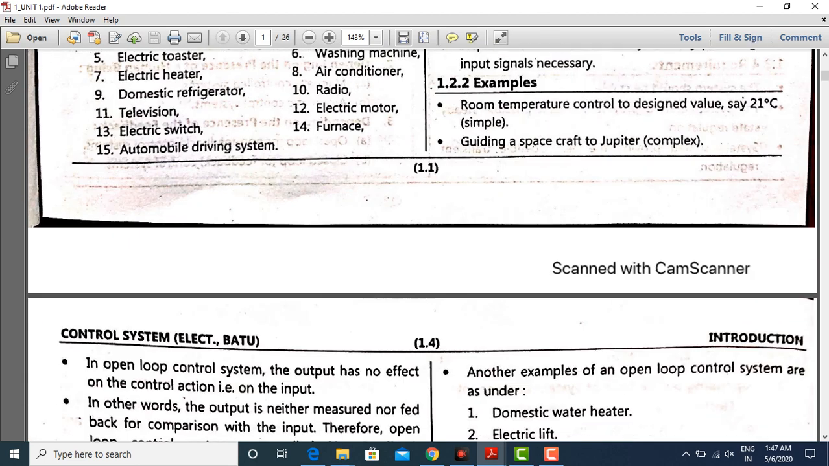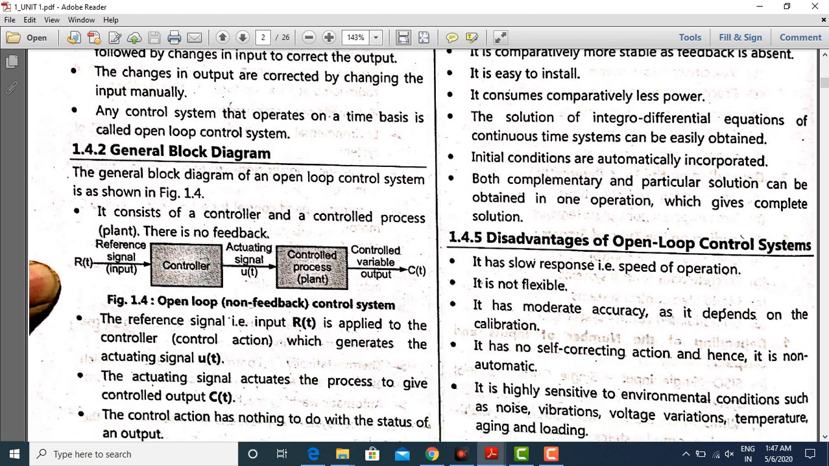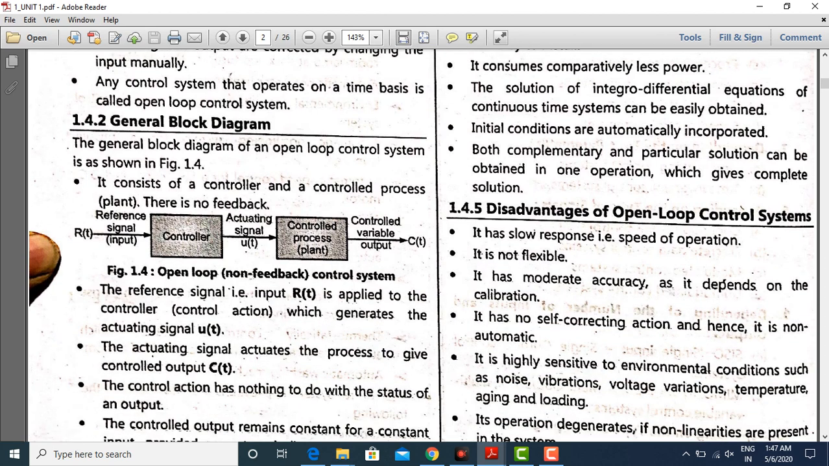Now let's discuss what is the open loop control system and closed loop control system. Here is the general block diagram of the open loop control system. As we have discussed in the class, when reference input, that is R of t, is given to the controller, actuating signal will be there. We represent actuating signal by V of t. Now it is given to the process, plant or control process. It will give you the control output, that is C of t.